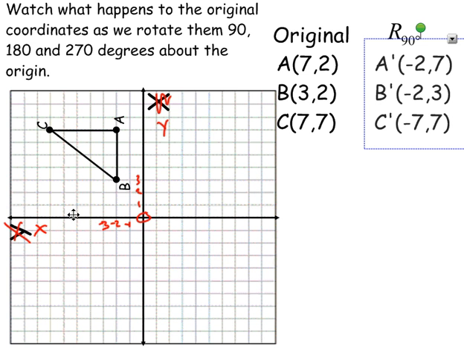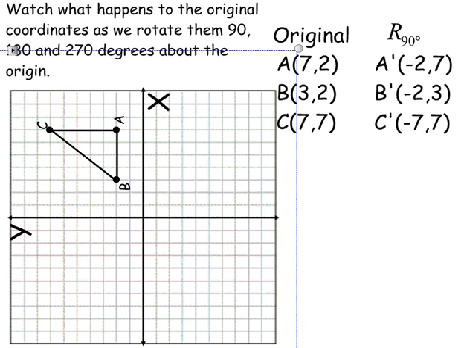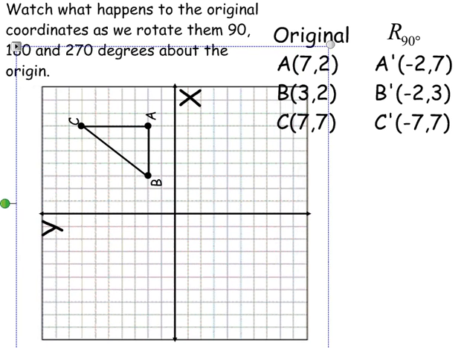Right? So A prime is -2, 7. B prime is -2, 3, and C prime is -7, 7. So that's one way you could perform a rotation in the coordinate plane. You could just turn your paper. All right, let me bring it back to the original.